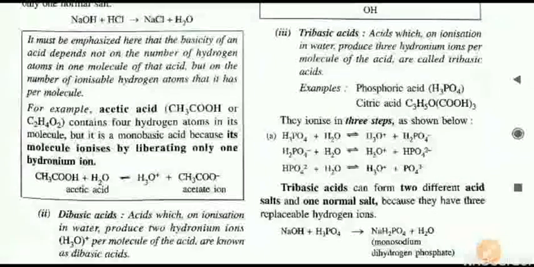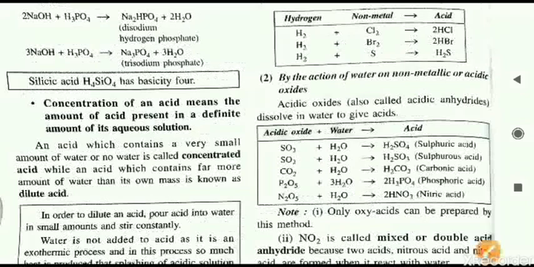Whatever number of atoms of hydrogen are bonded with oxygen are counted in regard to basicity. So that is all. The three types of basicity we have seen: monobasic, dibasic and tribasic. What is basicity? It is the number of hydronium ions produced by one molecule of acid when that acid is dissolved in water. Here a special case is given for the basicity.